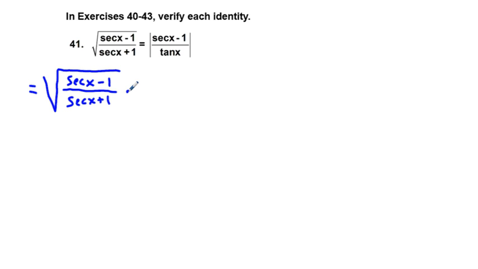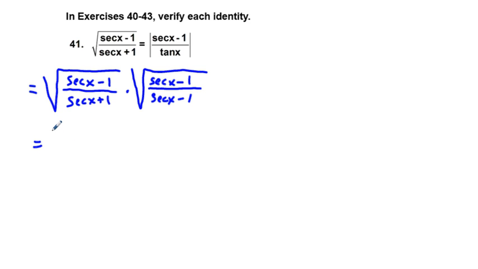And what we're going to do is multiply this first expression on the left by the conjugate of the denominator, which is going to be secant x minus 1 over secant x minus 1. Now, I hope you realize that by taking the square root of something over that same something, we're effectively multiplying this first expression on the left by 1. But it's going to help us in simplification.